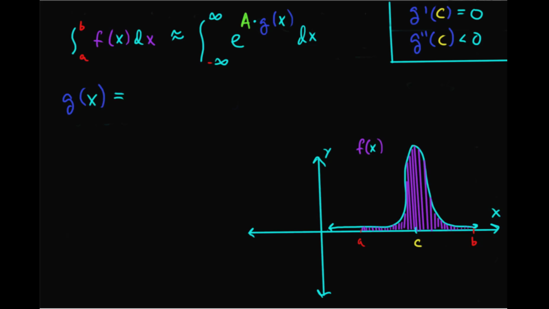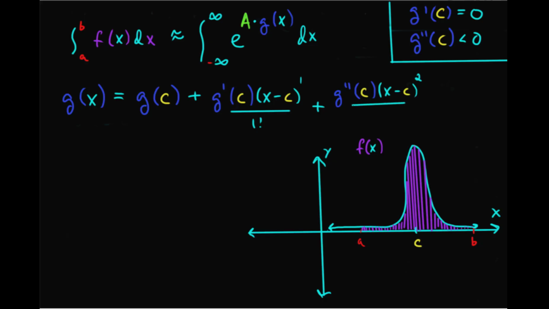By Taylor's theorem, we have that g of x equals g of c plus g prime of c times x minus c, quantity to the first, over 1 factorial, plus g double prime of c times x minus c quantity squared over 2 factorial, plus g triple prime of c times x minus c quantity cubed over 3 factorial, plus dot dot dot. But we already know that g prime of c equals 0, so that first order term drops out of the Taylor expansion.